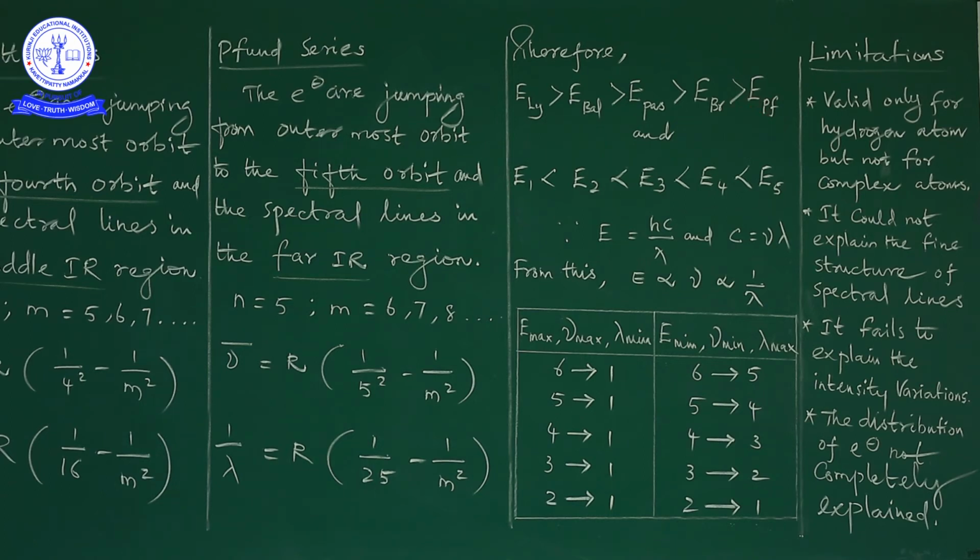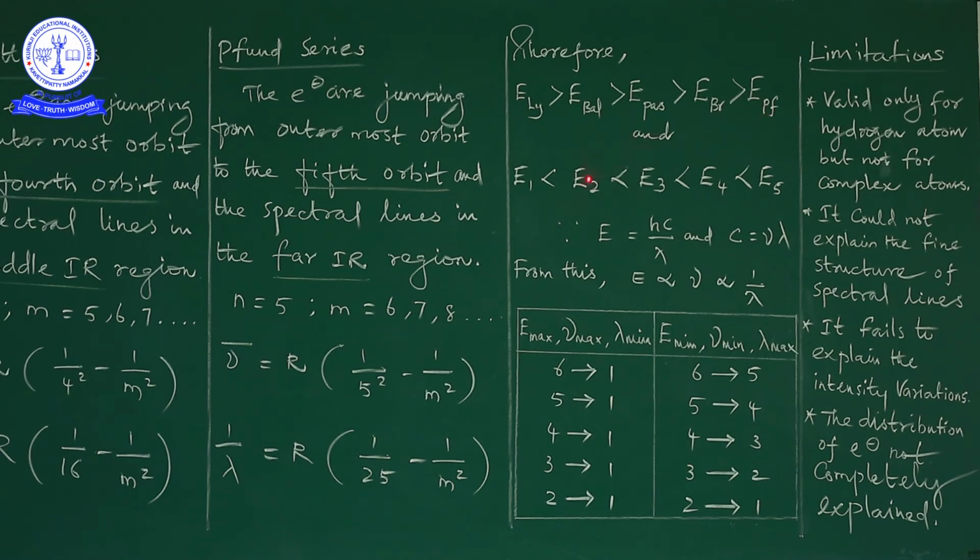While comparing the Lyman and the Pfund series, the energy of the Lyman series is very much greater than the energy of the Pfund series. So the Lyman series leads to number 1 and the Pfund series leads to number 5. While arranging the order: the energy of the Lyman is greater than the energy of the Balmer, greater than the energy of the Paschen, greater than the energy of the Brackett, greater than the energy of the Pfund series.